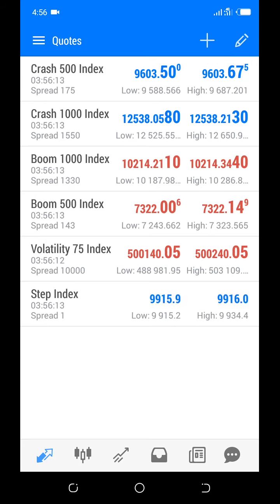Let me make this point very clear. I don't usually trade V75, not because it doesn't work. Like I've always said before, I want fast money, I want quick action. V75 is very volatile, we all know that, and the spread is massive, so I don't usually trade it. That doesn't mean I don't have an understanding of how it works.